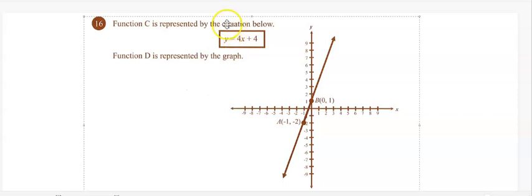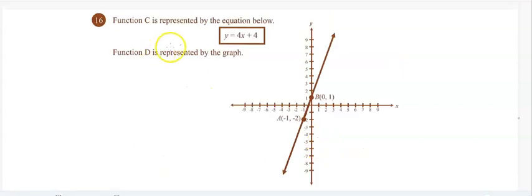Function C is represented by the equation below: y equals 4x plus 4. Function B is represented by the graph. What is the slope for the function with the greater slope? Mark on the slide. You have multiple choices, and the answer may be one or more than one answer. Okay, all right, let's go to the questions.